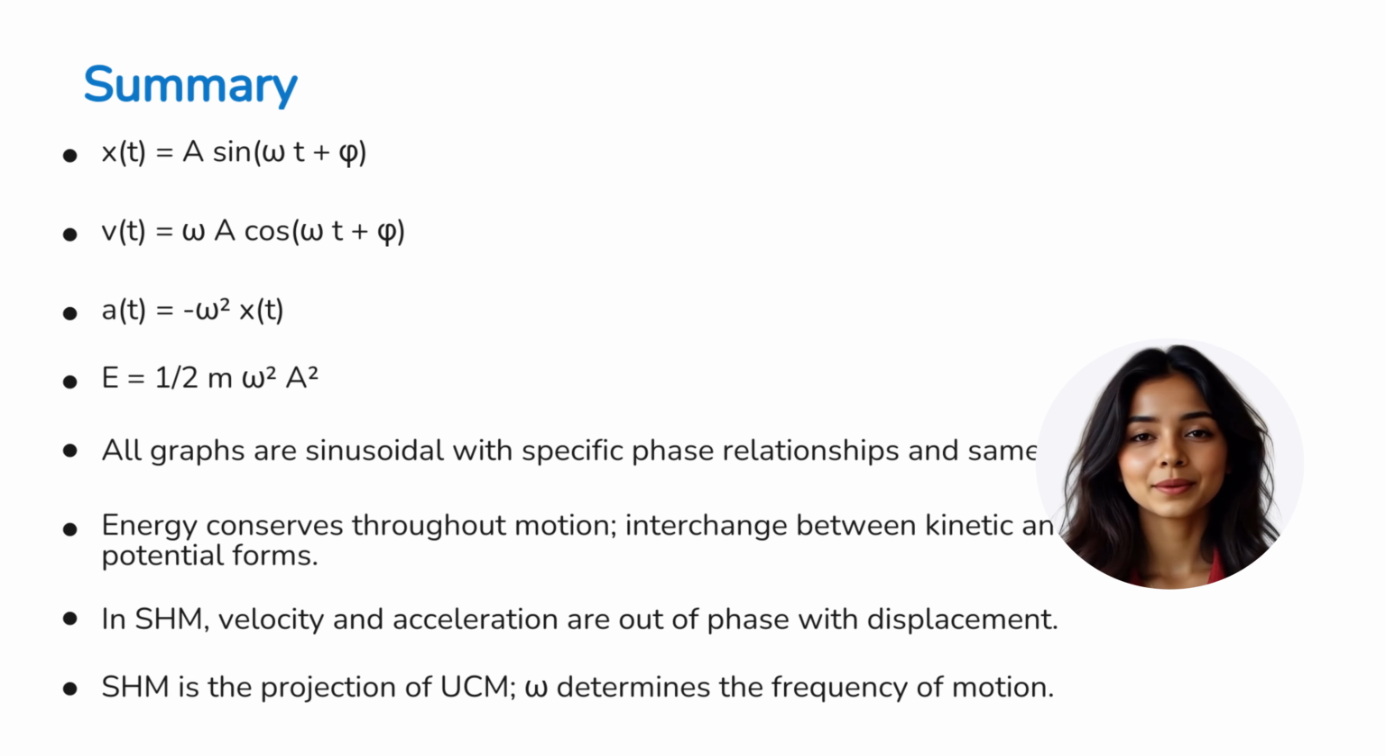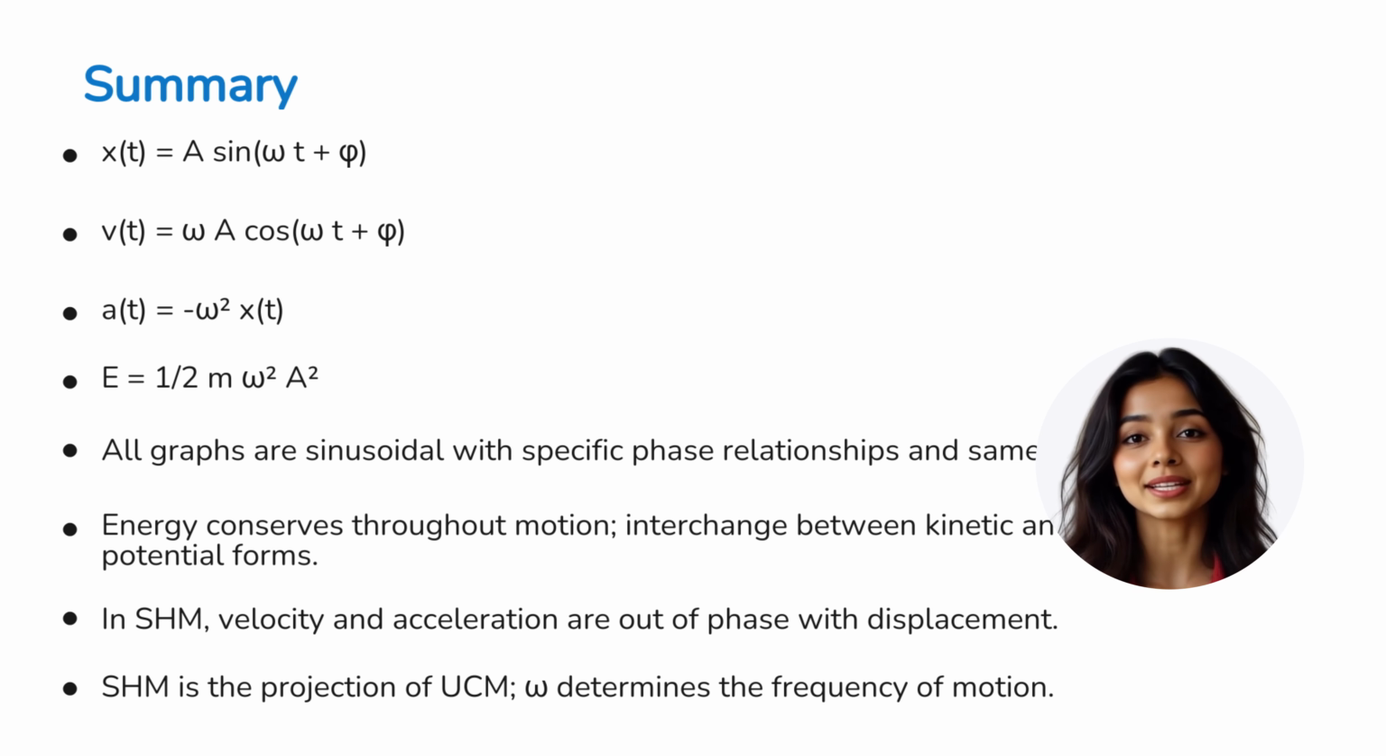Let's wrap it all up. Simple harmonic motion is beautifully captured by displacement as amplitude times sine of omega t plus phase phi, velocity as omega times amplitude times cosine of omega t plus phi, and acceleration as negative omega squared times displacement. The total energy remains conserved at half mass times omega squared times amplitude squared.